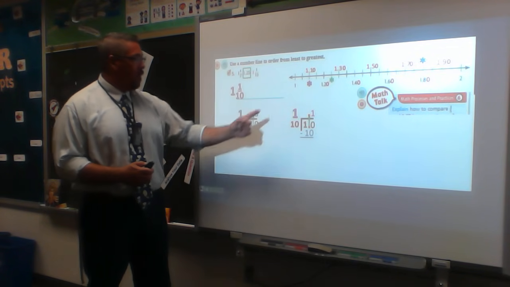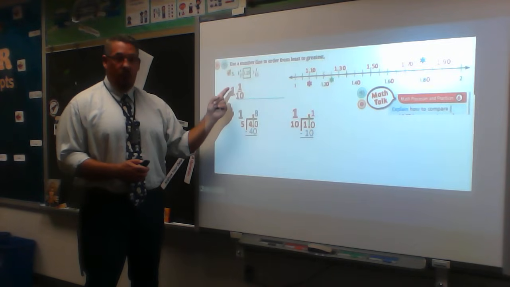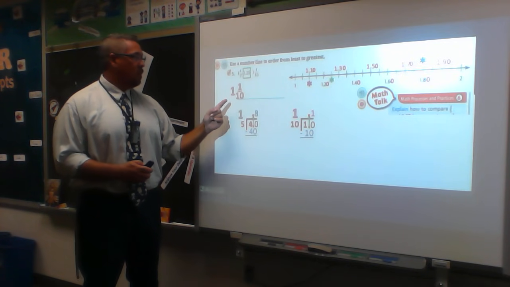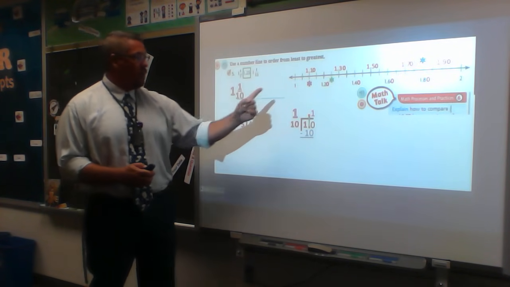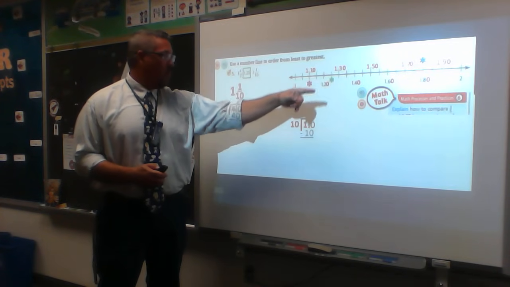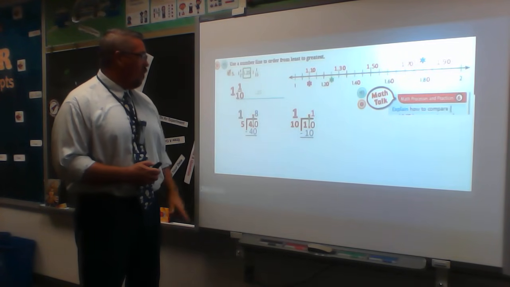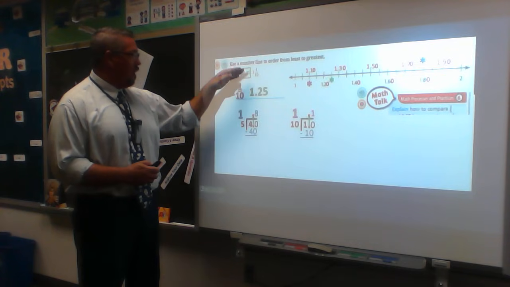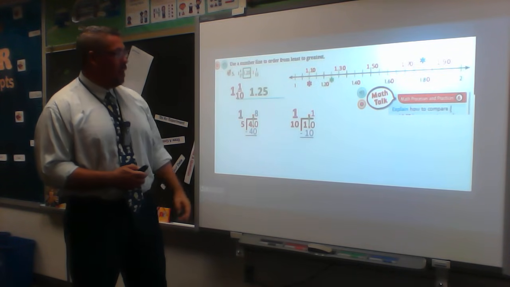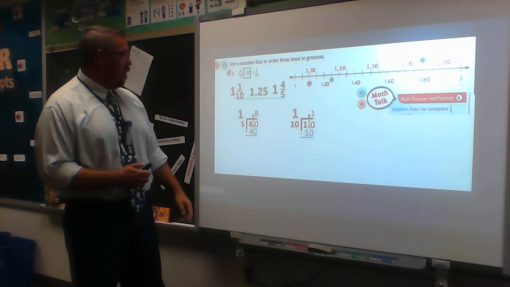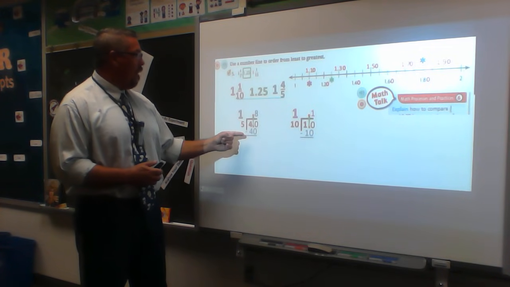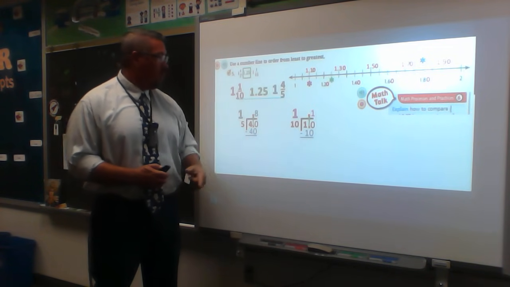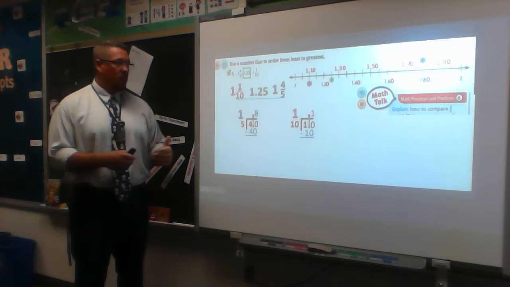My pink would go first. Original form of the number has to be written down as my answer. So I have 1 1/10. And then the green goes next, and that's between the 20 and 30. So the green was the 1 25/100, staying in its original form. And then the blue was the 1 4/5, where I divided 4 by 5. So my original form is 1 4/5. Those are in the correct order.